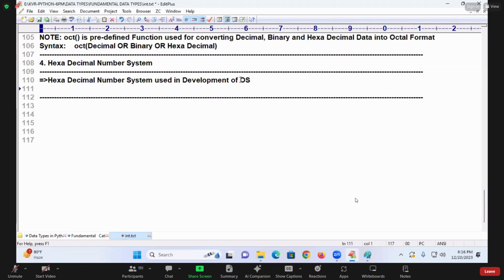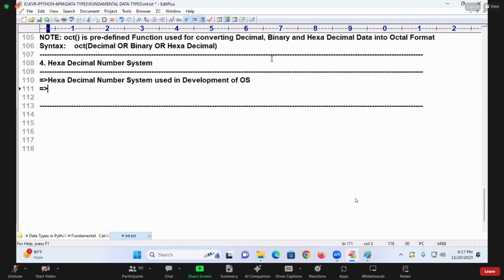The OS will give you some sort of errors from the OS side in the form of which one? Hexadecimal number system. So the hexadecimal number system is used at the operating system level in the development of OS. Understand? Fine. And what will be the digits present in that hexadecimal number system?